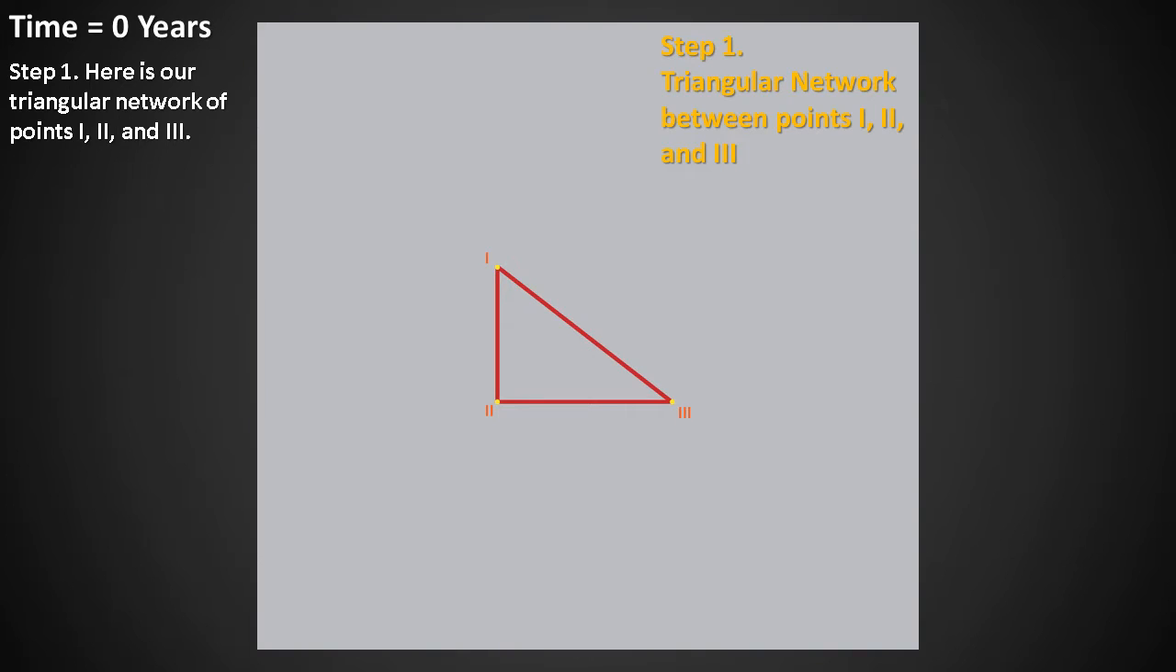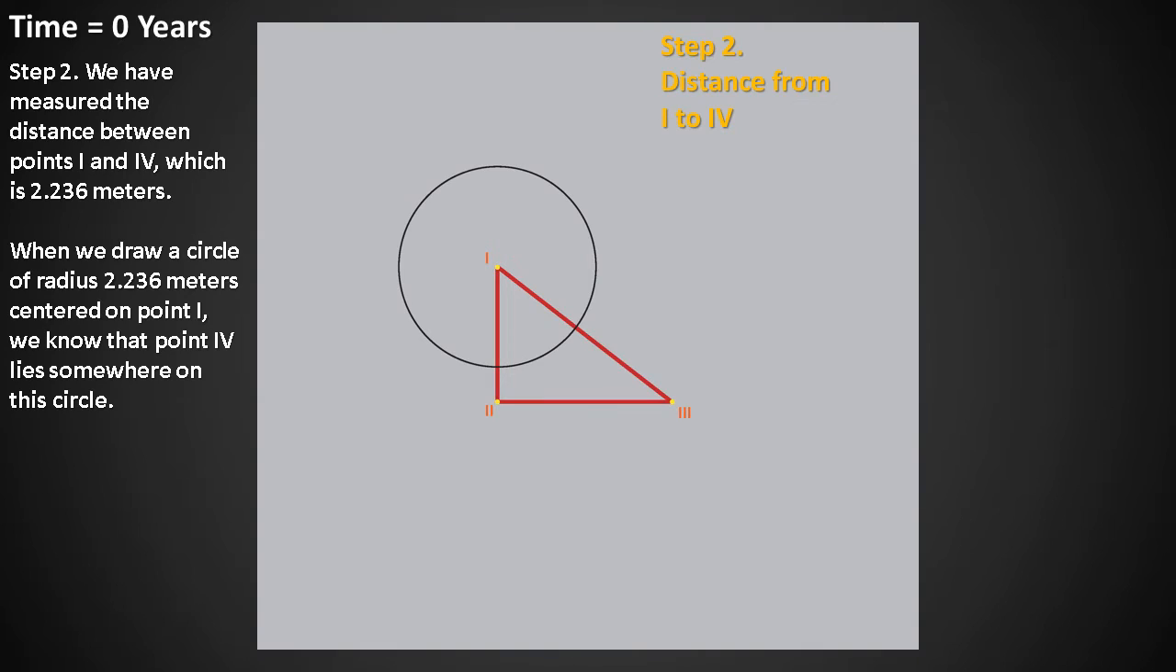Step 1. Time equals 0 years. Here is our triangular network of points 1, 2, and 3. Step 2. We have measured the distance between points 1 and 4, which is 2.236 meters. When we draw a circle of radius 2.236 meters centered on point 1, we know that point 4 lies somewhere on the circle.